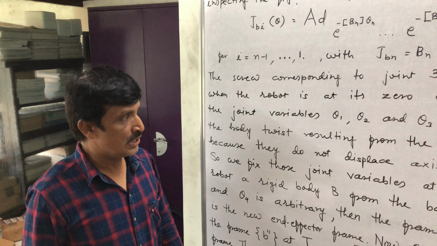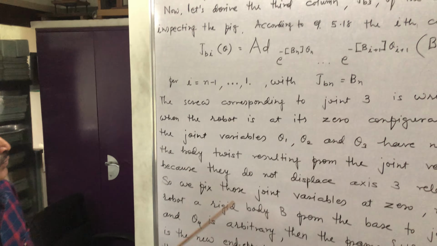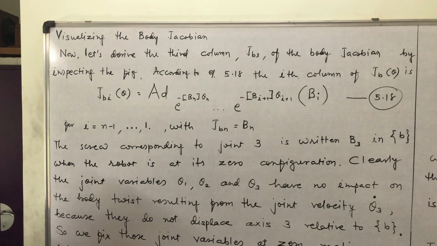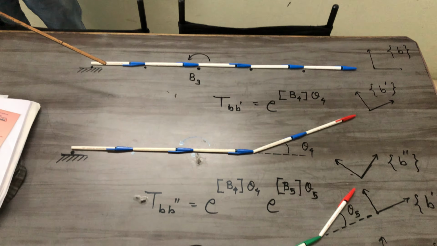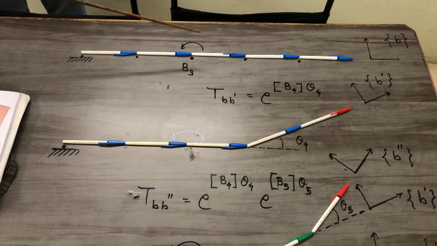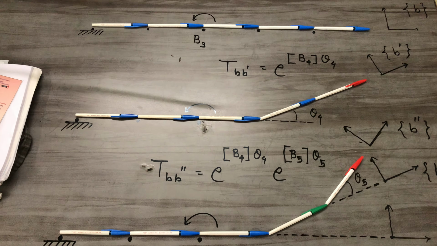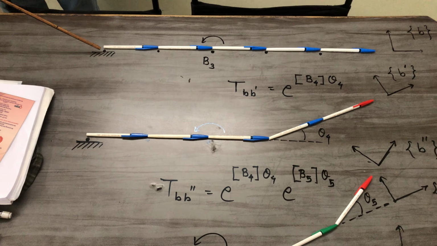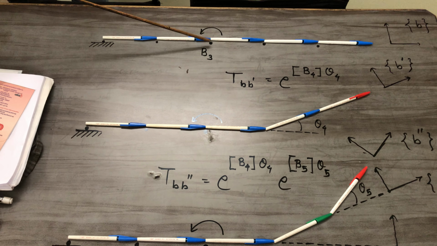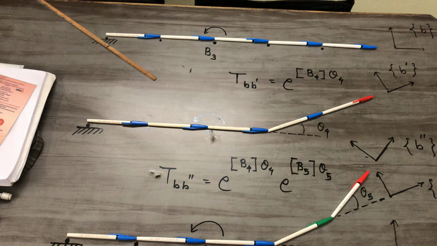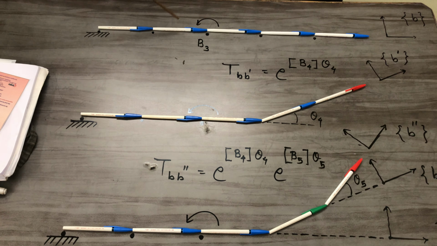Visualizing the body Jacobian for a 5-joint planar robot. See here, there are 5 links, 1, 2, 3, 4, 5, and 5 joints, 1, 2, 3, 4, 5. We want to find JB3.